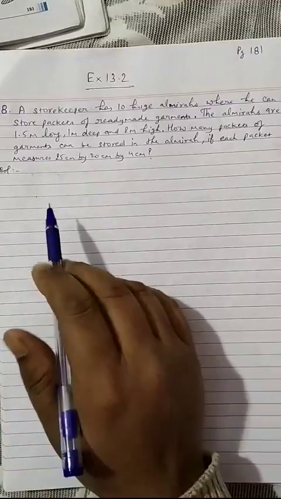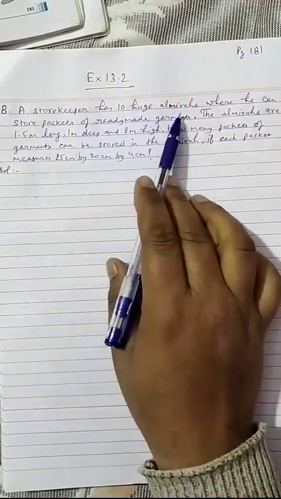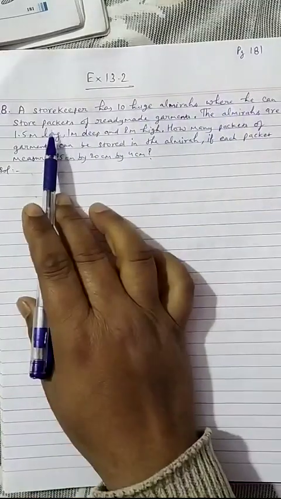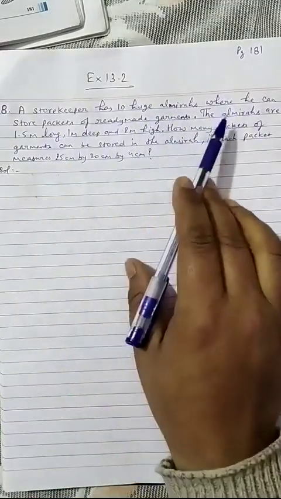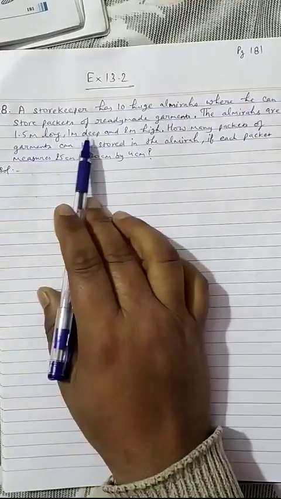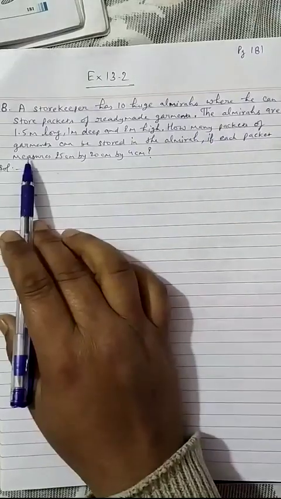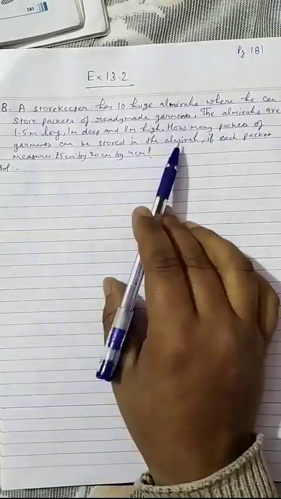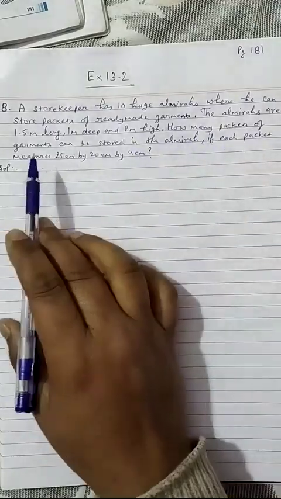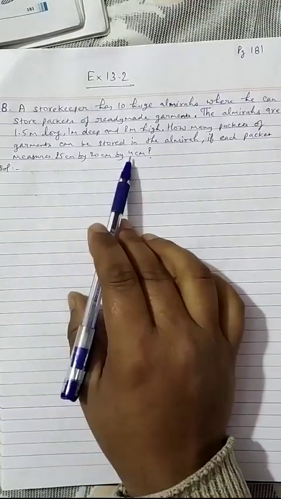Question number 8. A storekeeper has 10 huge almirahs where he can store packets of ready-made garments. The almirahs are 1.5 meter long, 1 meter deep and 2 meter high. How many packets of garments can be stored in the almirah if each packet measures 25 centimeter by 20 centimeter by 4 centimeter?